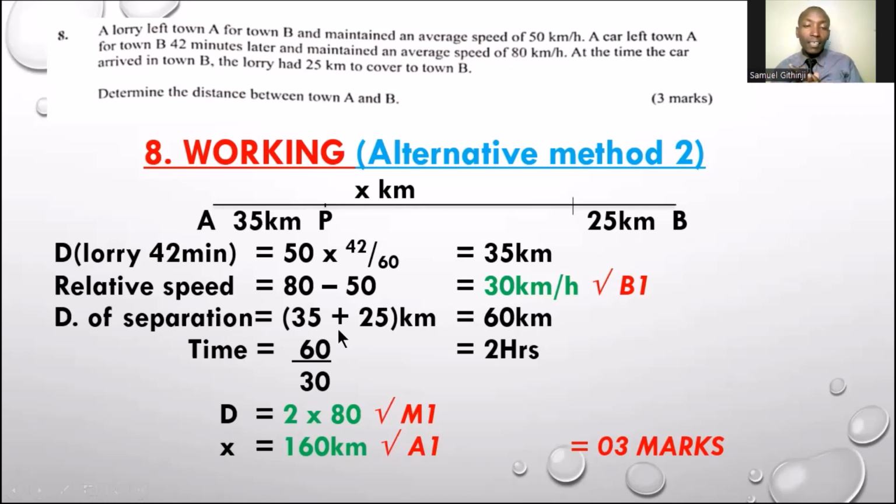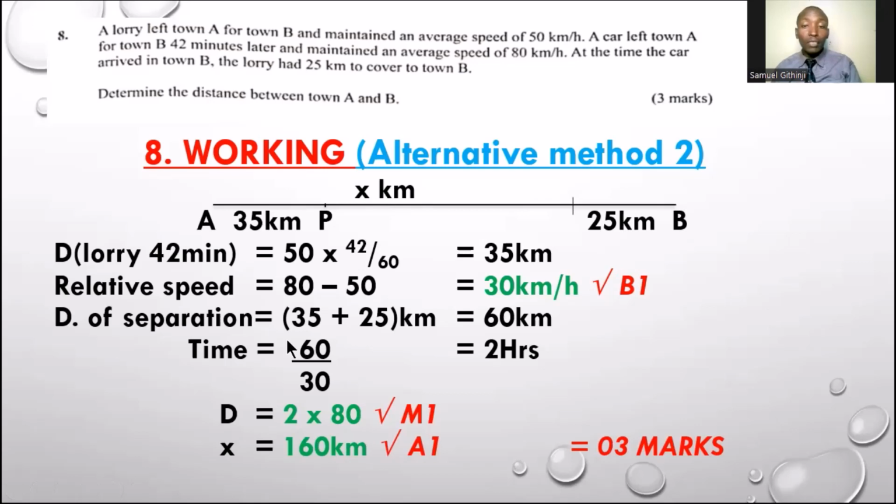Having gotten the distance and we have the speed, now we can work out the time. The time that separates these two bodies is 60 divided by 30. You get 2 hours. 2 hours is the time the car took from here to where it stopped. So 2 multiplied by the speed for the car, 80 kilometers per hour, you get 160 kilometers. That is an alternative method of doing it using the relative speed.